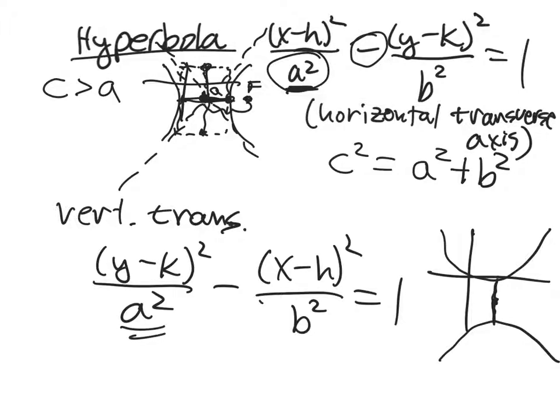And in this case, transverse axis is 2A. Just like the major axis in the ellipse is 2A. Transverse axis goes from one vertex to the other vertex through the center. And this time the foci would be up and down from the vertex. Okay, questions there?